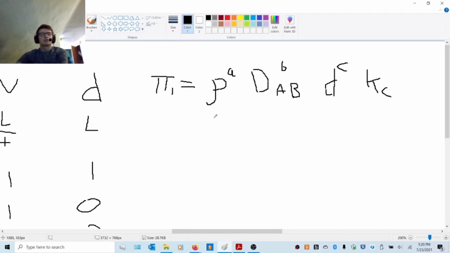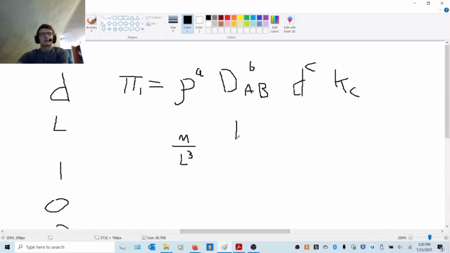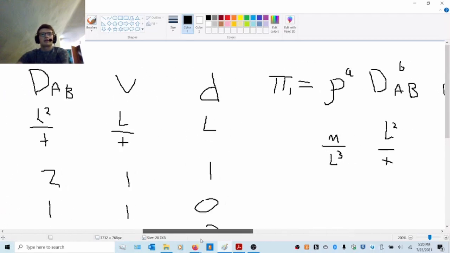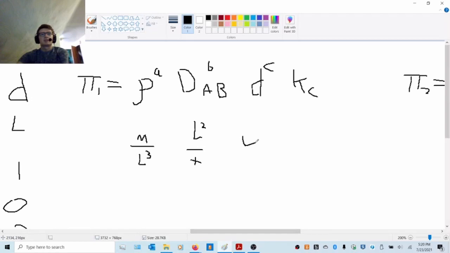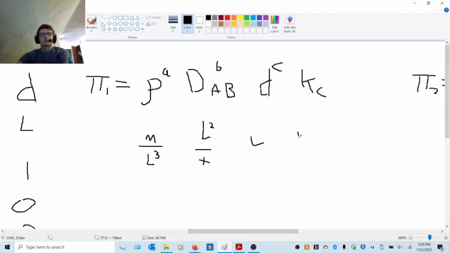Let's write out all the units, maybe that might be helpful. So the units are going to be: density is mass over length cubed. This DAB, or the driving force from A to B, is just going to be length squared over time. The diameter is just going to be a length, right? And then Kc, or the mass transfer coefficient, is going to be a length over time.